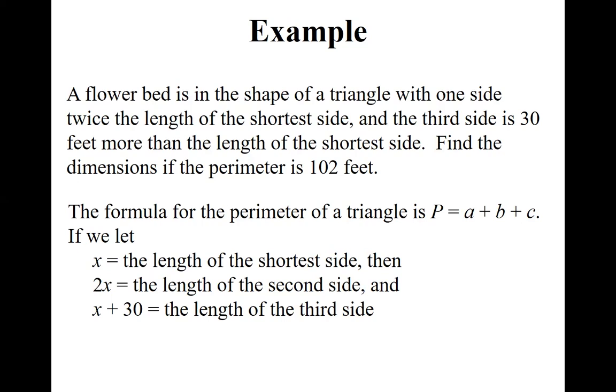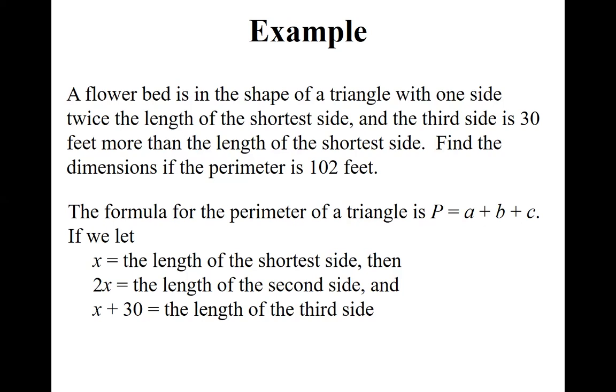So let's call that X. And if X is the length of the shortest side, then the second side is twice the length of the shortest side. Twice X is 2 times X is 2X. And the third side is 30 feet more than the length of the shortest side. So the third side is 30 more than X, X plus 30.